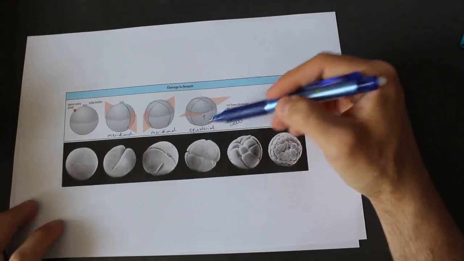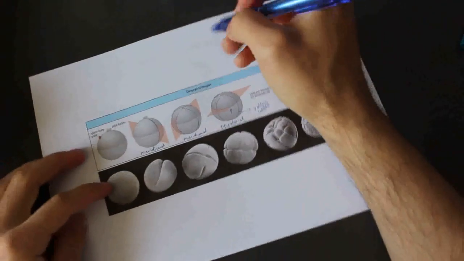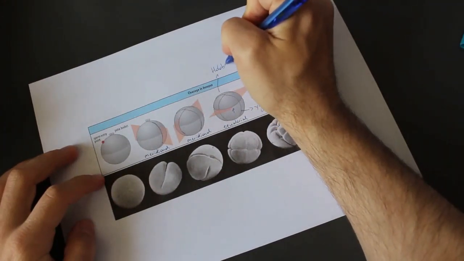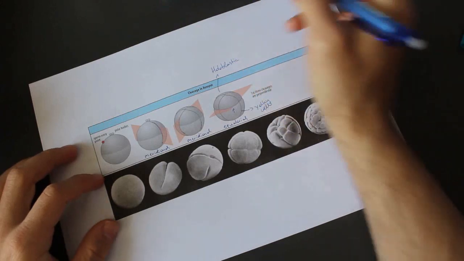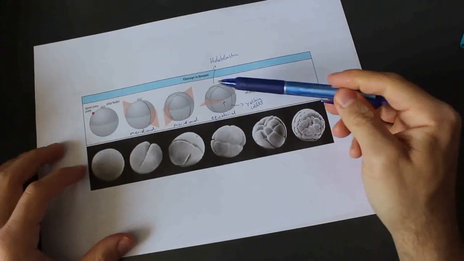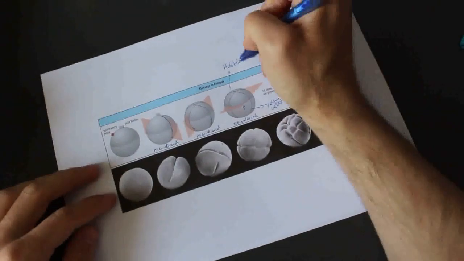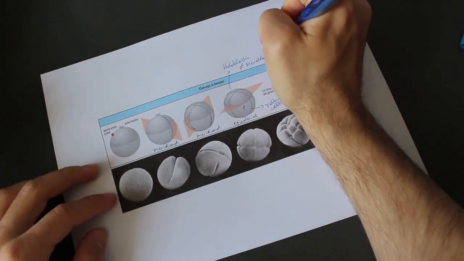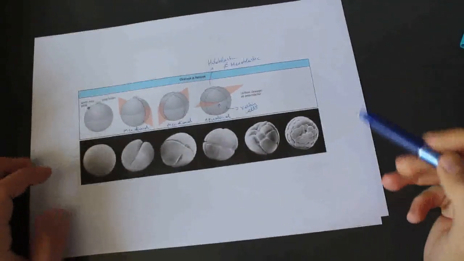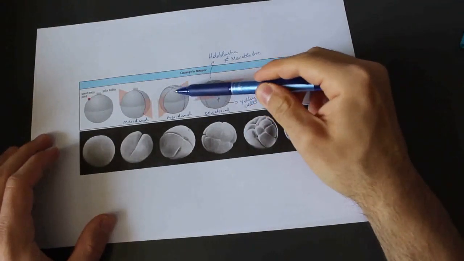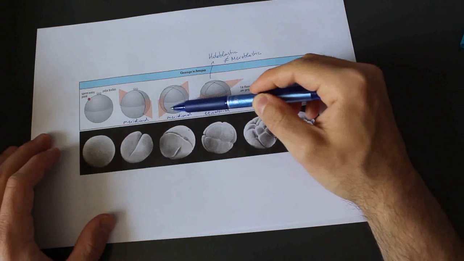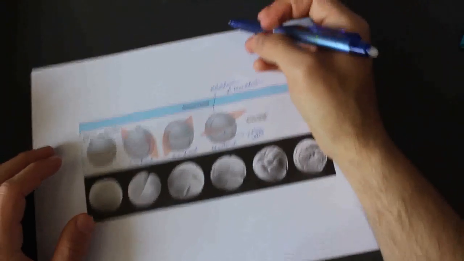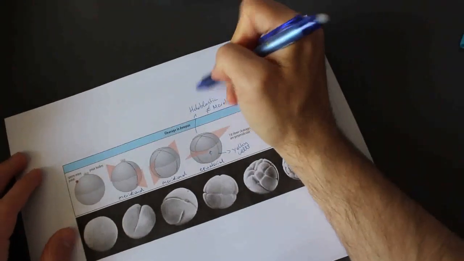So they also interfere with the whole process. And such a cleavage mechanism is called holoblastic. And there are also other forms of cleavage called, for example, meroblastic. Meroblastic is a cleavage form in which only the upper part is cleaved and the part down here, the vegetal pole, is not cleaved.